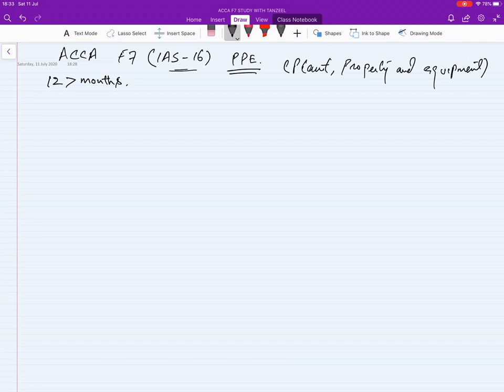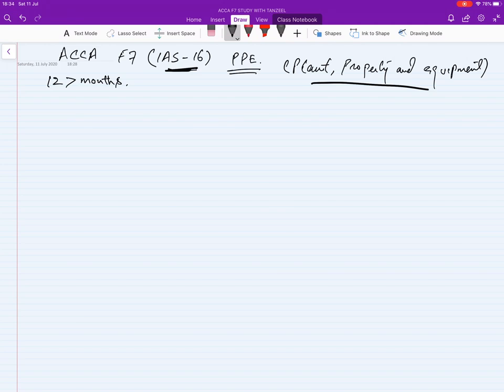Okay, the topic for today's discussion is PPE, under accounting standard IAS 16, which is property, plant and equipment. We will discuss the ins and outs of this standard. So what exactly is IAS 16?